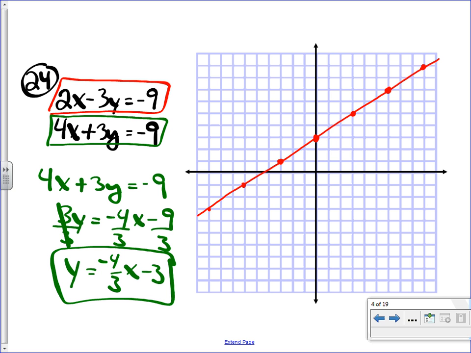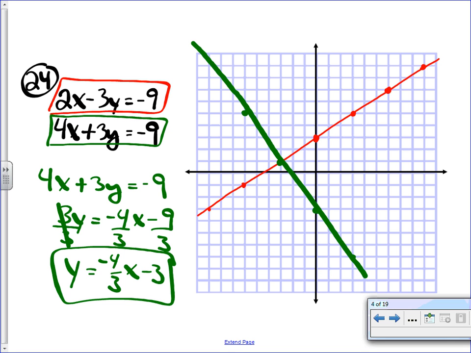All right, so negative 3. That's where we're starting at. That's going to be down here. Negative 3. Negative 4/3 is our slope, which means we're going to go down 4. 1, 2, 3, 4, and to the right 3. I can even go up 1, 2, 3, 4, and then 3 to the left. 1, 2, 3, 4, 3 to the left. Okay, so I'm going to go ahead and connect these dots. There's that second line.